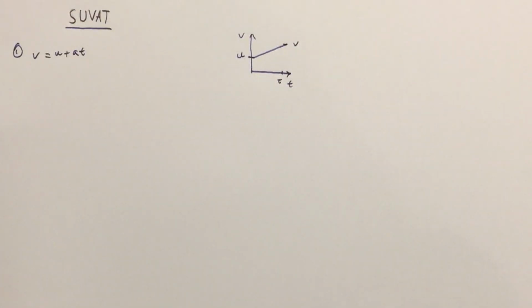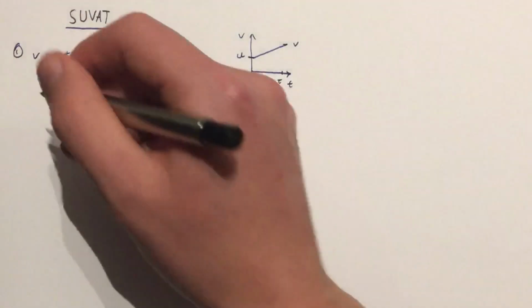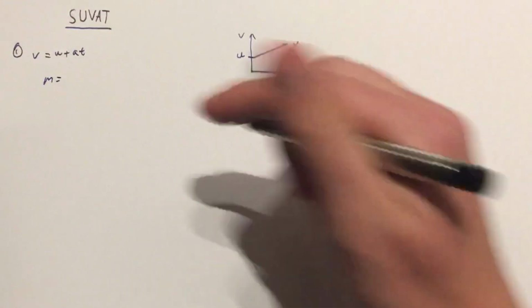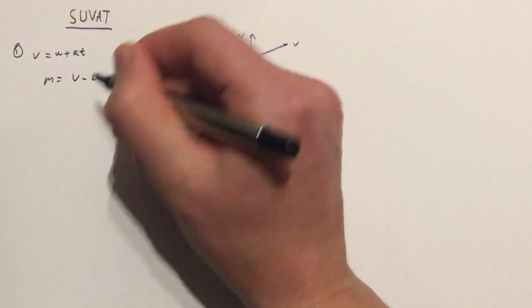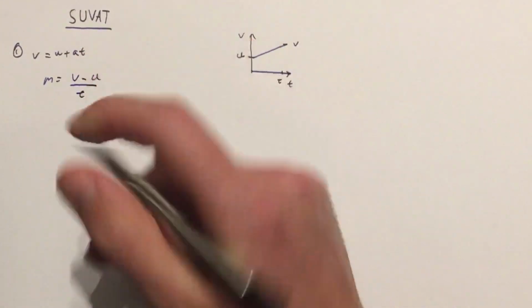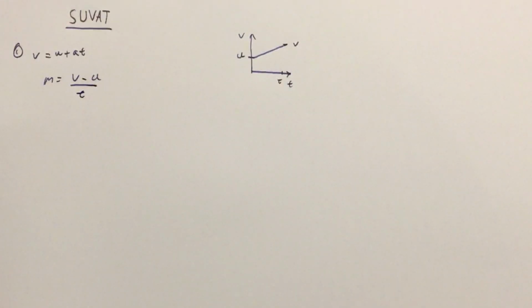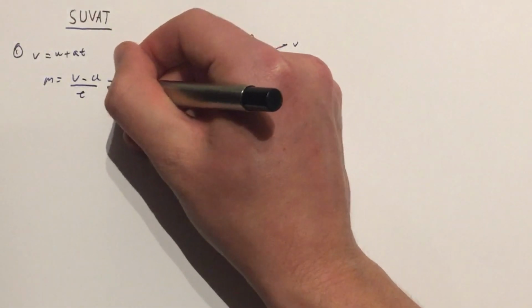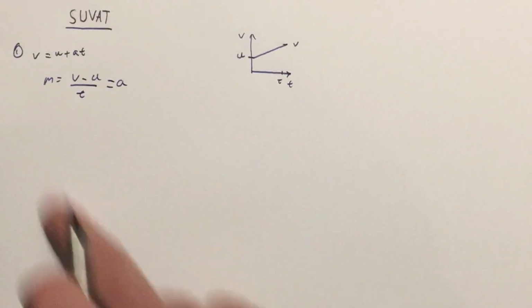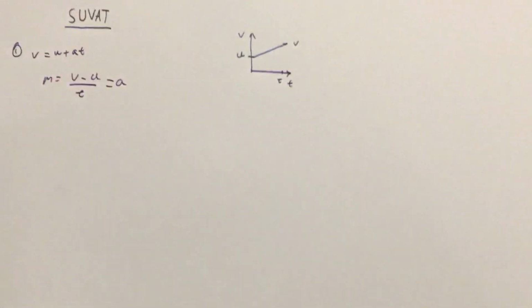So if we want to find the gradient of this line, what we can do is say that the gradient is equal to the difference in the y values, so that's v minus u, over the difference in x values, which is just t. Now we also know that the gradient of a velocity time graph is equal to acceleration. So m is equal to a, so this just equals a. So a equals v minus u over t, or if you rearrange it, v equals u plus at.